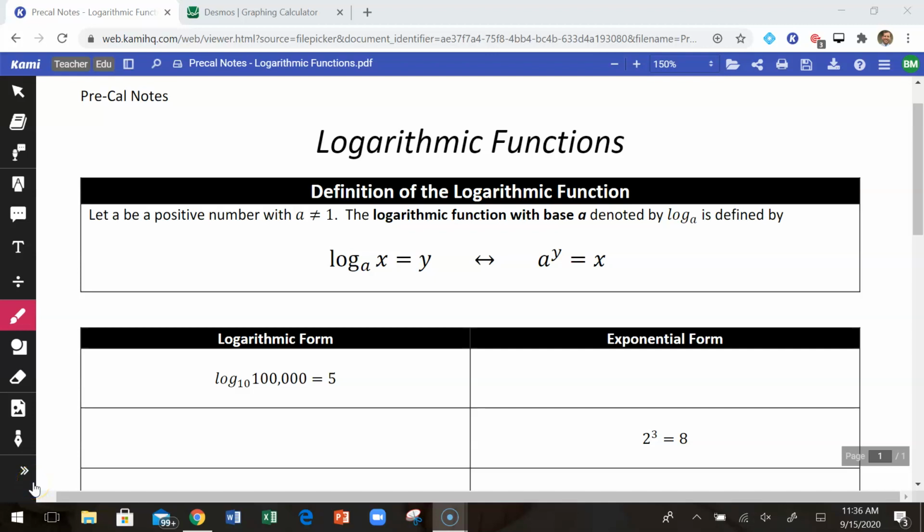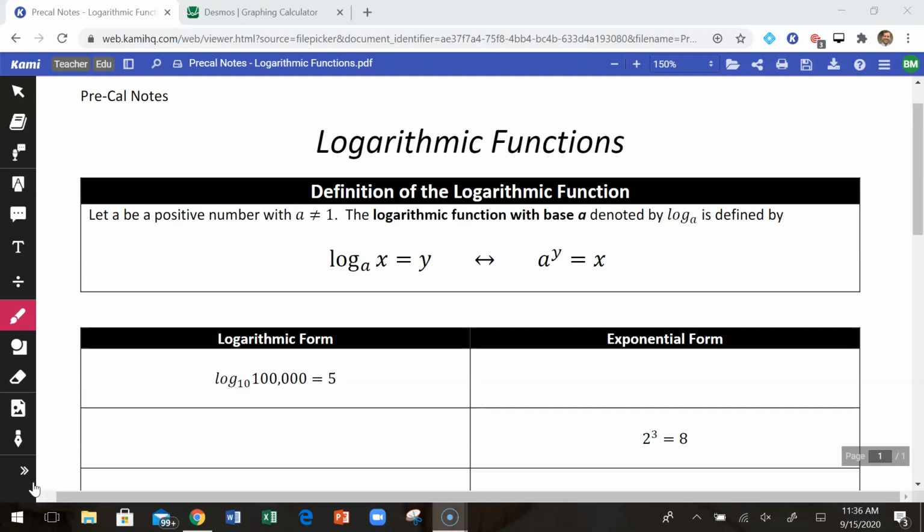Okay, logarithmic functions. The important part here is that you understand when you see a logarithm what it is you're looking at and how you can relate that to an exponential, because we're pretty good with understanding what an exponential function looks like and how that works, but when we see a log we're often confused. So I want to relate the two so that you can see what's going on.